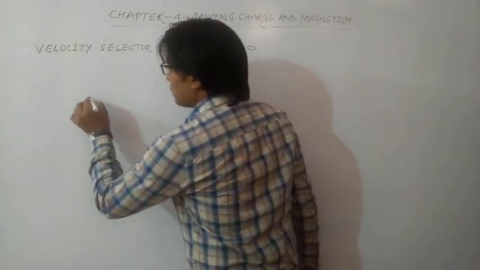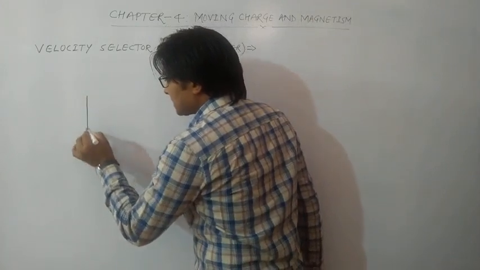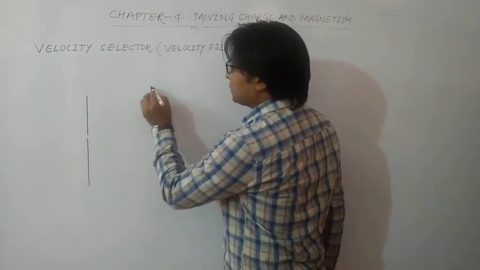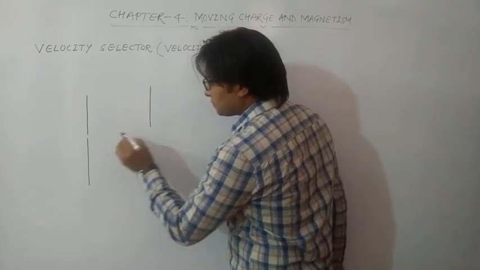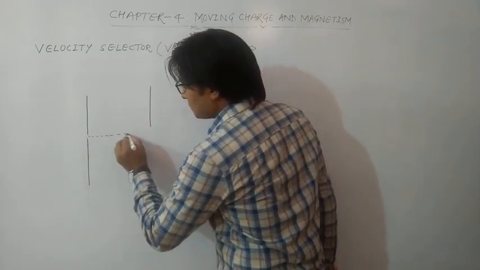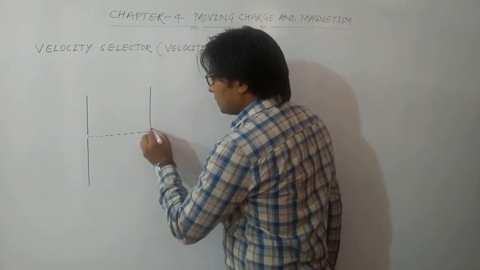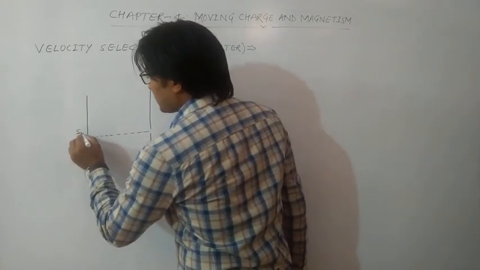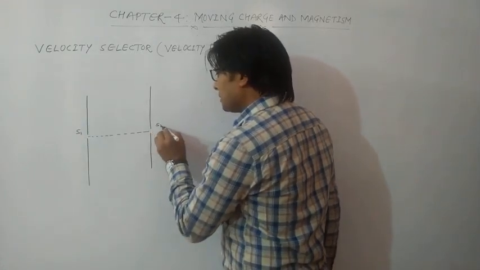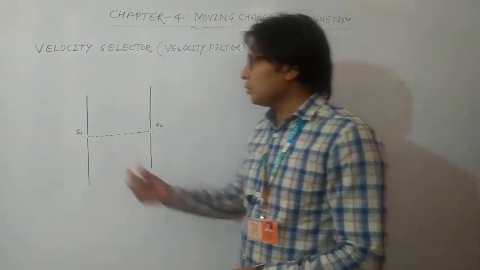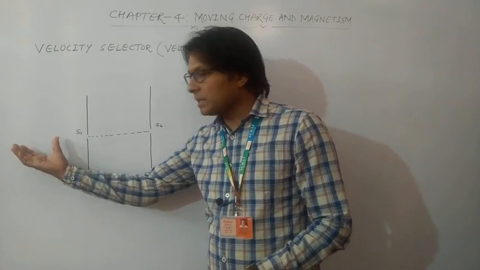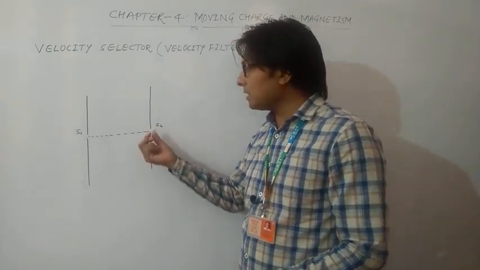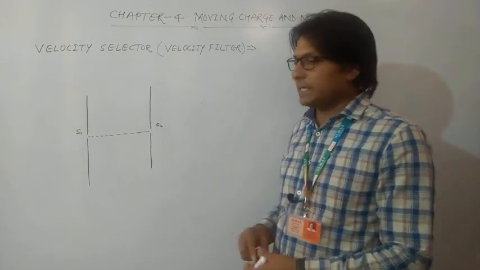It consists of two parallel slits, S1 and S2. Through the S1 slit the beam of charged particles will enter, and through the S2 slit the selected charged particle beam will exit.